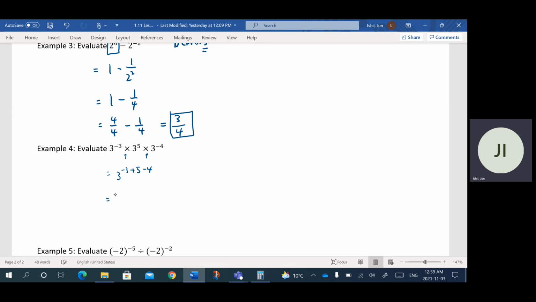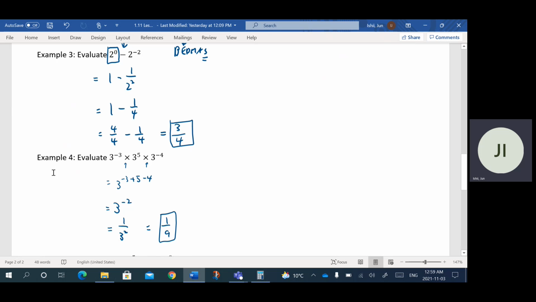So this is going to equal 3 to the, all right, so negative 3 plus 5 is positive 2. 2 minus 4 is negative 2. So when we combine the exponents, it's 3 to the negative 2. Now I can actually write this as 1 over 3 to the positive 2. And 3 squared is equal to 9. So this is 1 over 9.